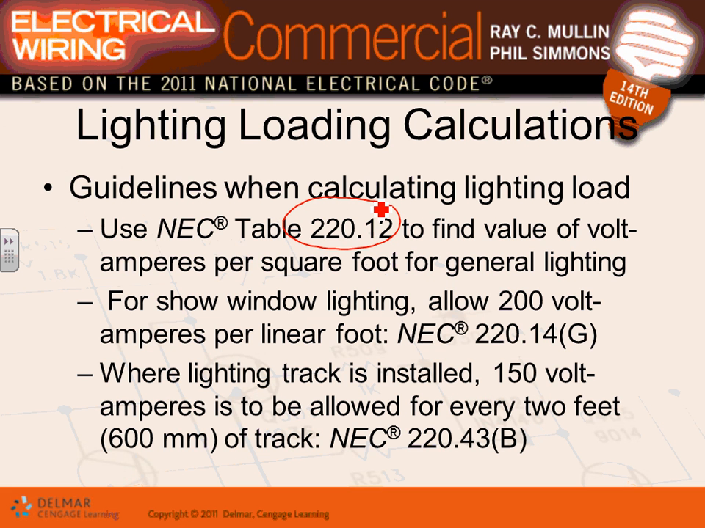212, you guys have been, and 220.12 gives you the volt ampere per square foot for general lighting, and we said 3.5 volt ampere per square foot for the commercial building. If you have show window lights, you guys did that one. We have 200 volt ampere per linear foot, and you guys have an item on your list that did the calculation Excel sheet from 220.14(G).